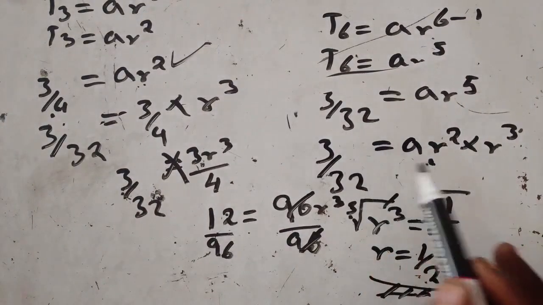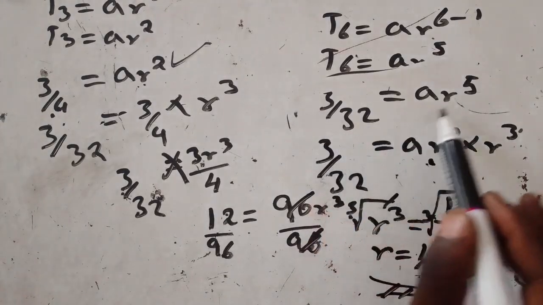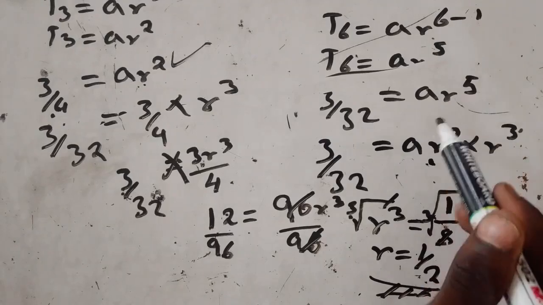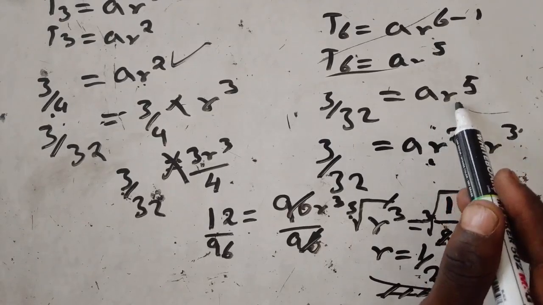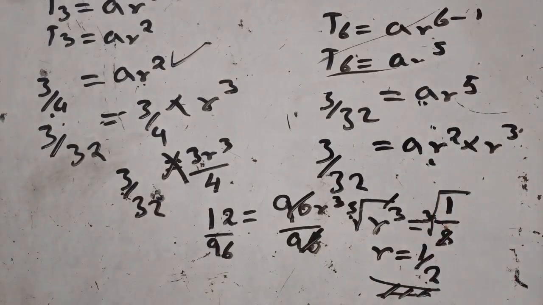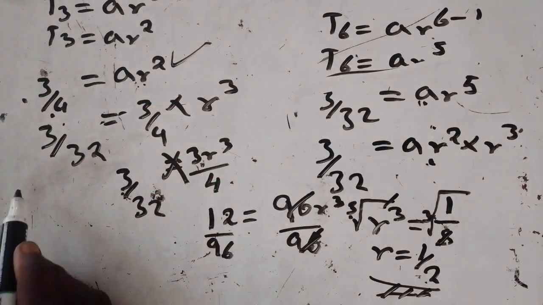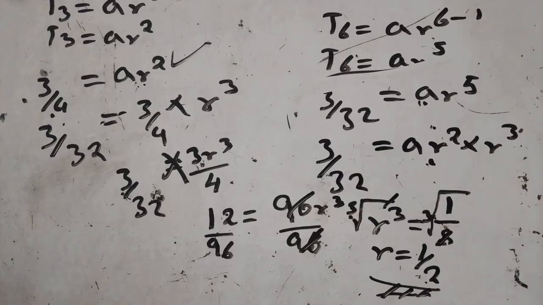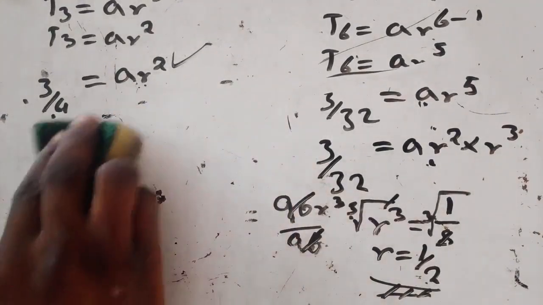Also, we made this equation, which is 3 over 32 is equal to a multiplied by r to the power 5. So we can just pick one of these and replace with the values of r to find the value for a. So let's go with this one, which is 3 over 4.